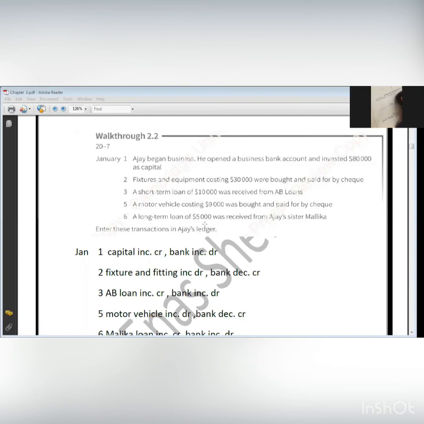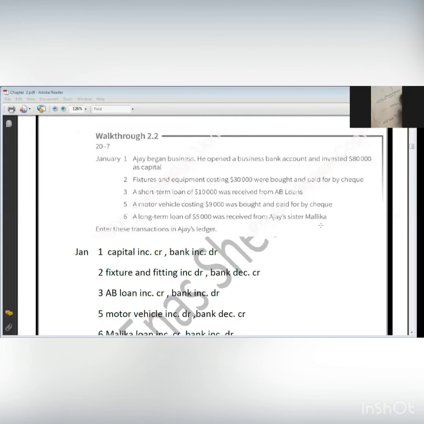A long-term loan for $5,000 was received from Ajaya's sister Malika. So now I took a loan from Malika. What's the accounts that I have right now? I have Malika, which is loan, which is liability. And when I receive a loan, where will I put it? I will put it in my bank. Malika now is a loan, so it's a liability, and it's increased. So will it be debit or credit? It will be credit.